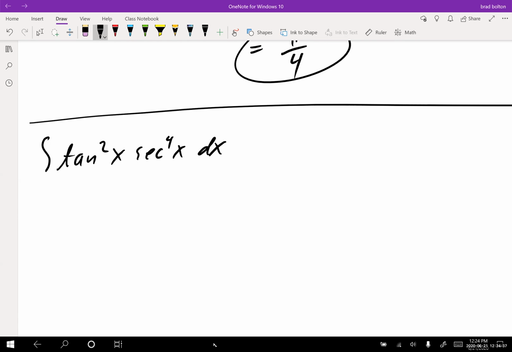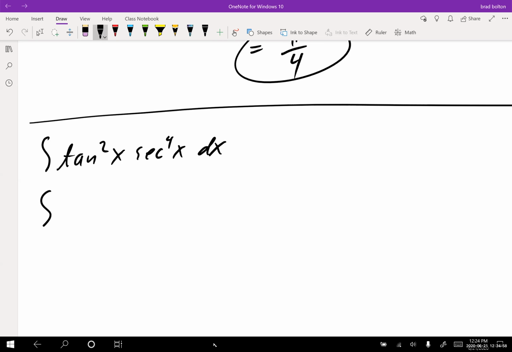So for this one, we have to think ahead of the game. Whatever u is, the derivative of it. So if I let u be secant, then I would get secant tan all over the place. But what if I let u be tangent? Then the derivative of tangent is secant squared, and we have secant to the 4th. So I feel like I have a way to deal with that.